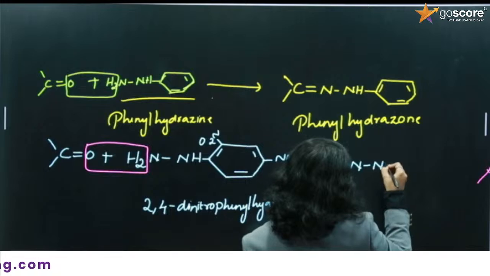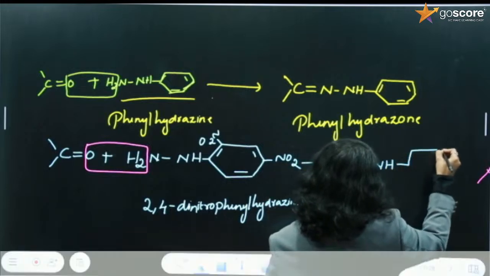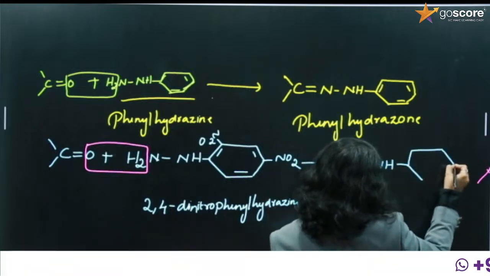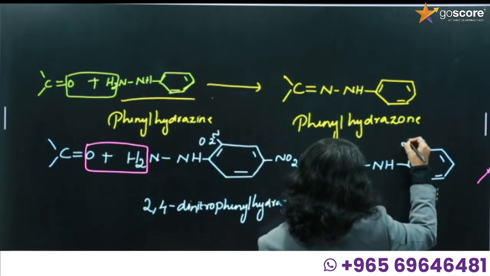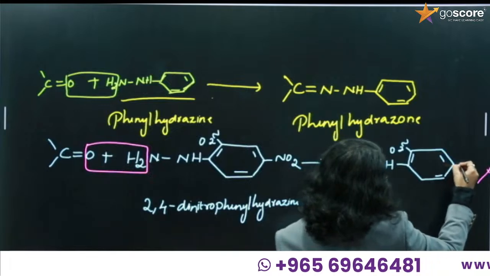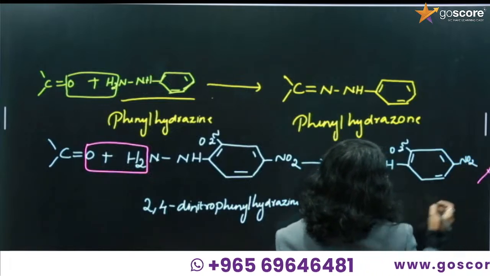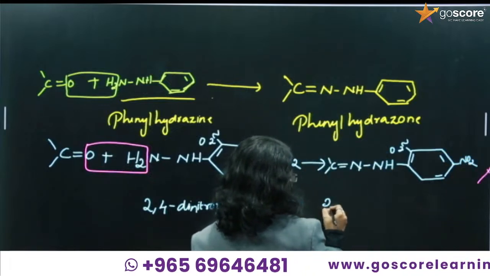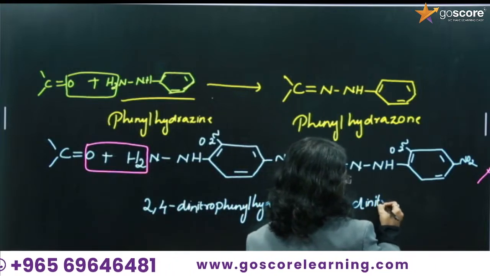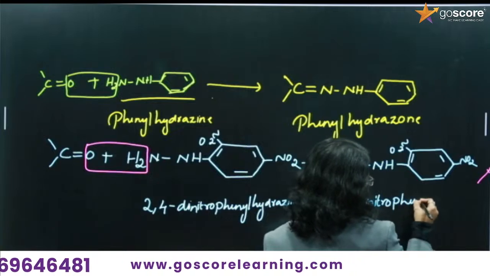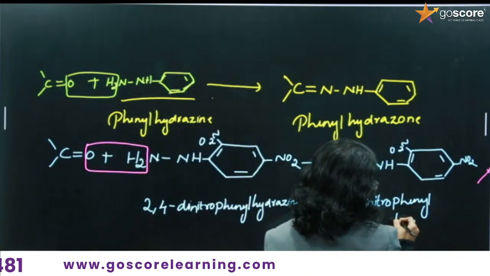NH, NH, then the phenyl group, then on the 2,4 position there is NO2. So this is 2,4-dinitrophenyl hydrazone.